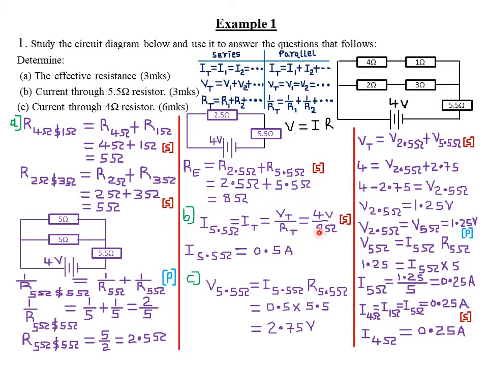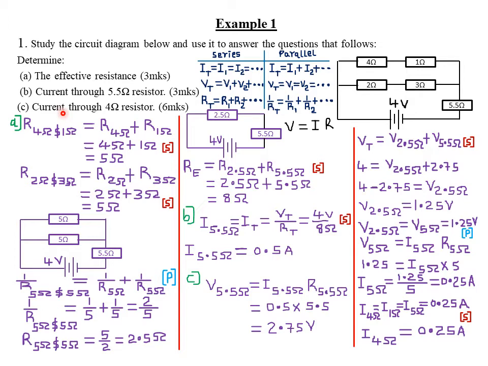So 4 divided by 8 will simply give us the total current through the source, or the total current from the battery. And we have said that the total current from the battery is equal to the current through the 5.5 ohm resistor, because it was in series connection with the battery or the source. Therefore, the current through the 5.5 ohm resistor is just 4 over 8, which gives us 0.5 amperes. So the question wants us to find the current through the 5.5 ohm resistor. So that is the answer, 0.5 amperes.